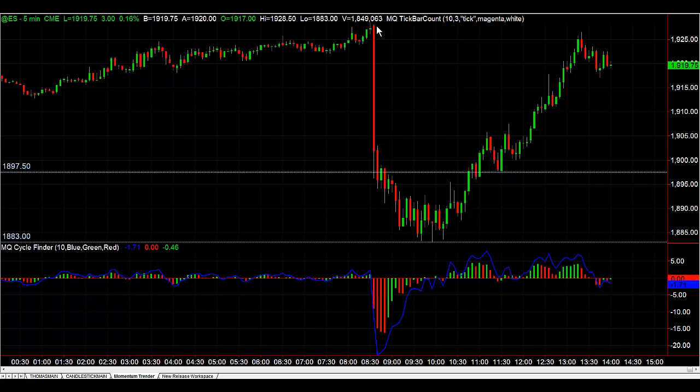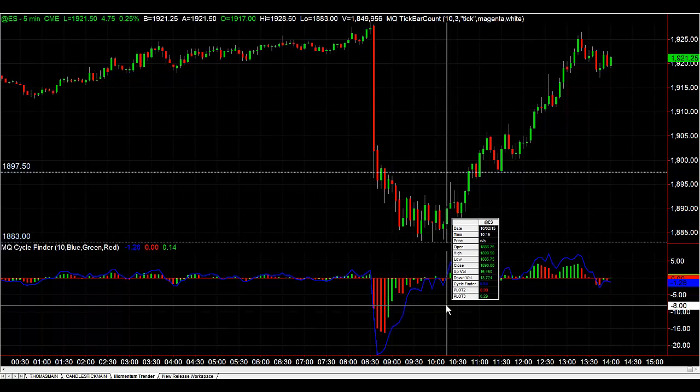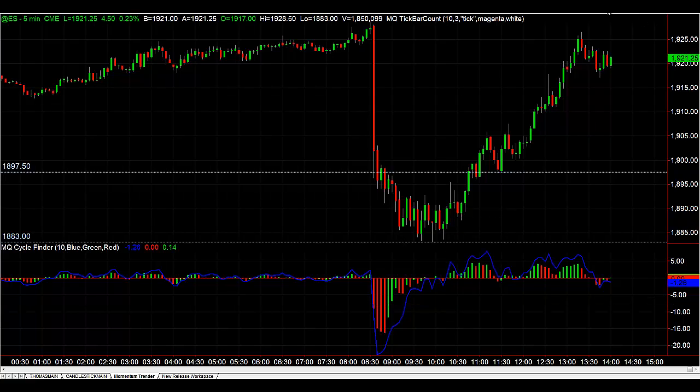So you can see right here when non-farm payroll came out, S&P tanked, and you can see our cycle immediately changed to bearish. A bearish cycle is when the blue indicator line is below the zero line. Bullish cycle is above the zero line. So we went to a bearish cycle. We stayed in a bearish cycle all the way down until we crossed back to an upcycle right here.